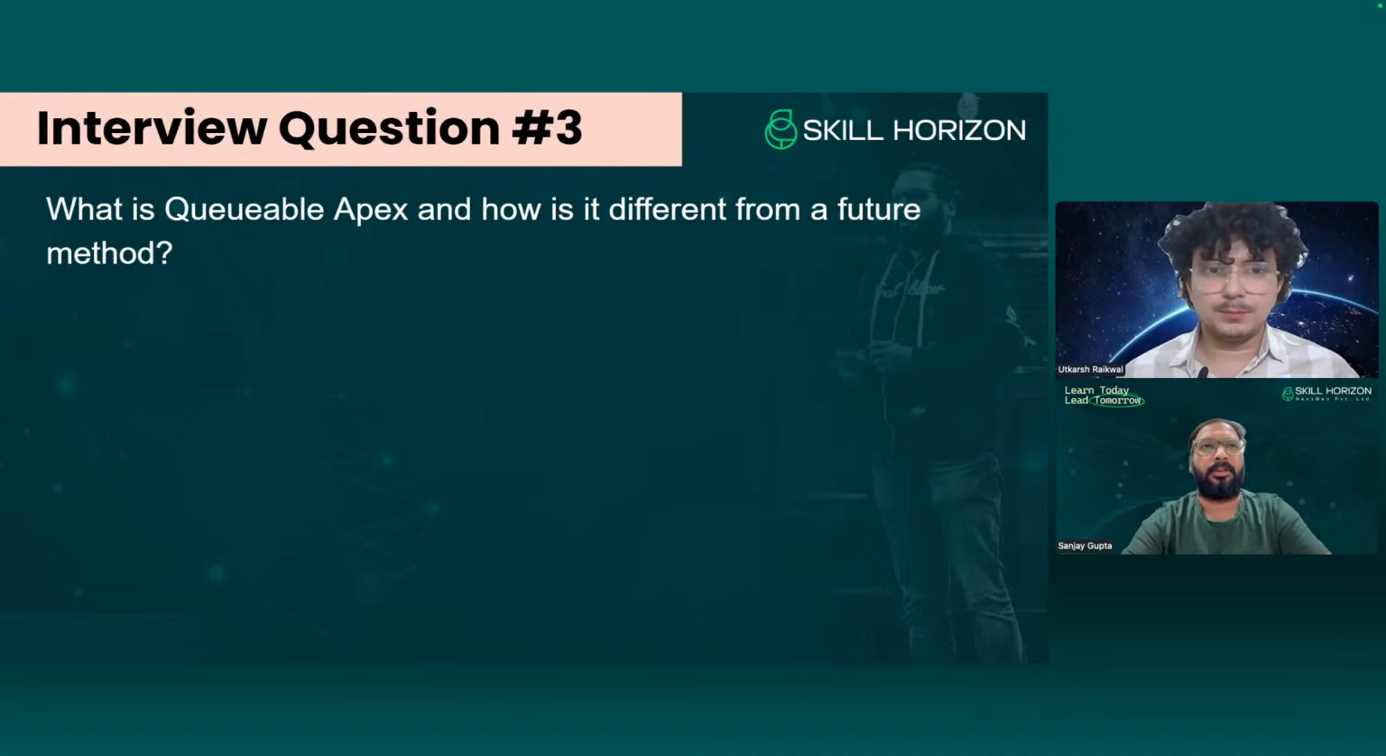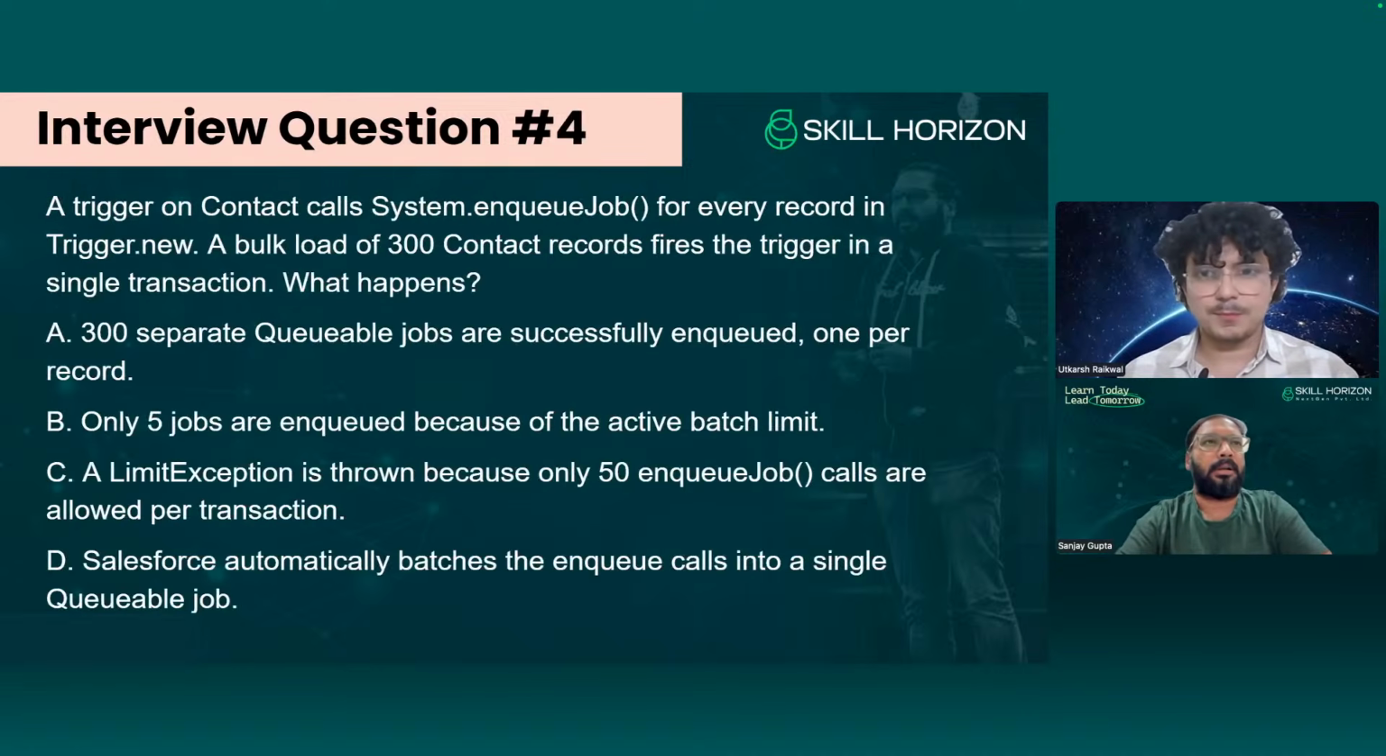Next interview question number 4: a trigger on Contact calls System.enqueueJob for every record in Trigger.new. A bulk load of 300 contact records fires the trigger in a single transaction. So what happens? Option A, 300 separate queueable jobs are successfully enqueued, one per record. Option B, only 5 jobs are enqueued because of the active batch limit. Option C, a limit exception is thrown because only 50 enqueueJob calls are allowed per transaction.